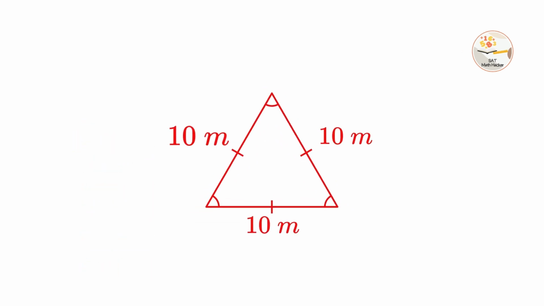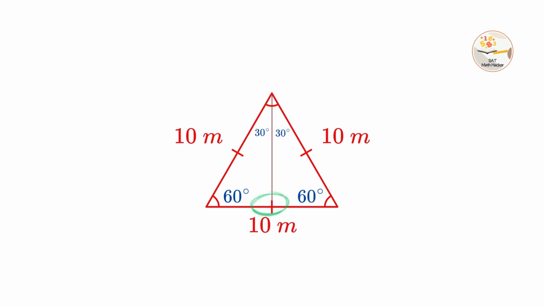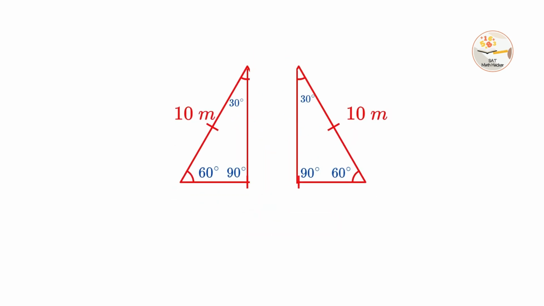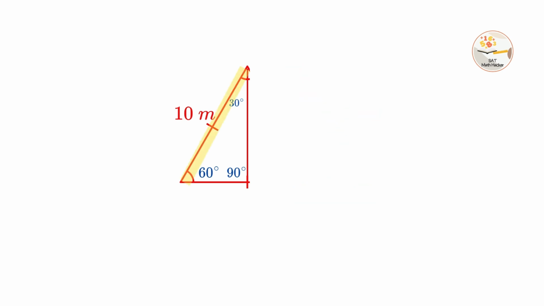Since the triangle is equilateral, all sides are 10 meters, and all angles are 60 degrees. Drawing an angle bisector from any vertex splits the 60-degree angle into two 30-degree angles, and it lands at the midpoint of the opposite side. In equilateral triangles, the angle bisector, median, and altitude are the same, so this creates a 30-60-90 right triangle. In this triangle, the hypotenuse is 10 meters.